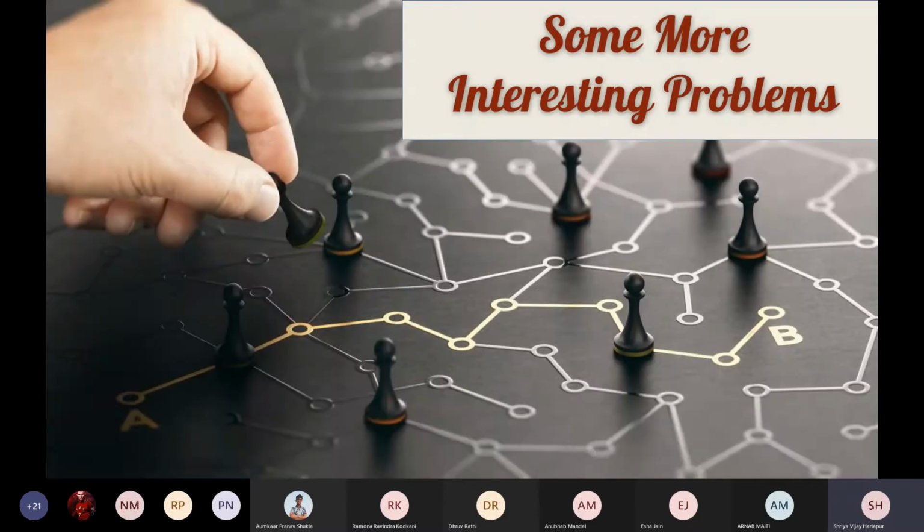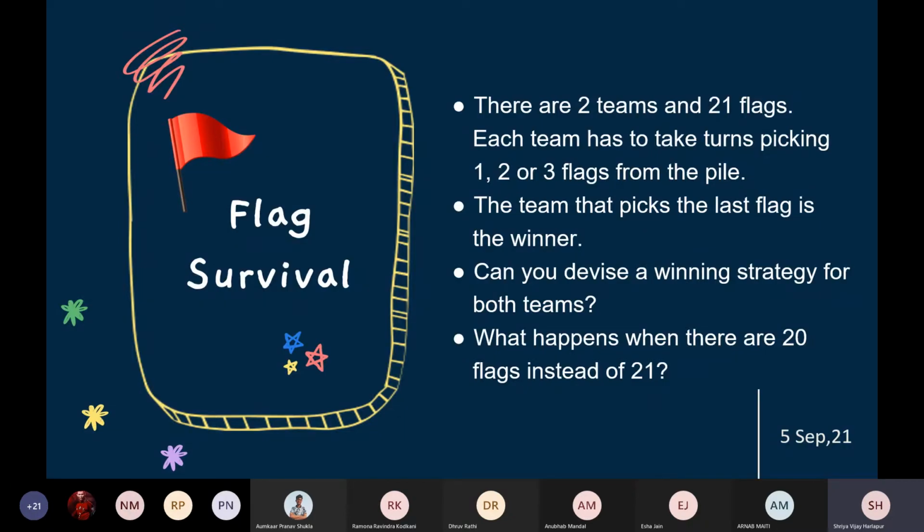Now I'm going to talk about some more interesting problems. These aren't exactly game theory as such. Mostly they just require a bit of logical thinking. And so, yeah, we're going to go through a couple of them. So first is flag survival. So we would have played variations of this just verbally saying numbers out loud.